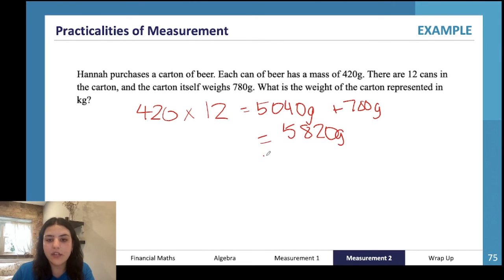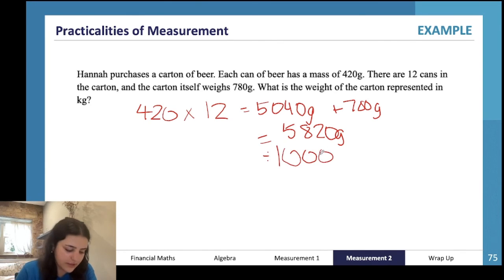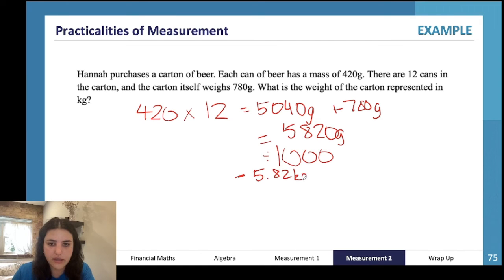To convert that to kilograms, there are 1,000 grams in a kilogram. So we're going to divide by 1,000 to get our smaller number, even though it's worth the same amount, which is actually equal to 5.82 kilograms.